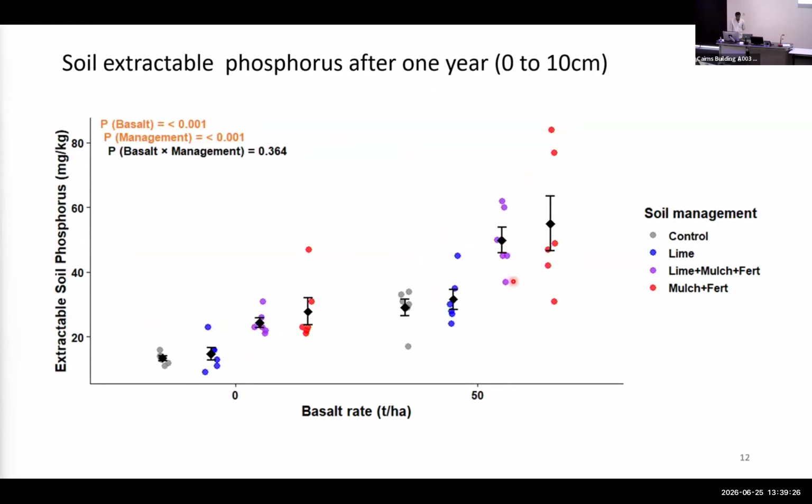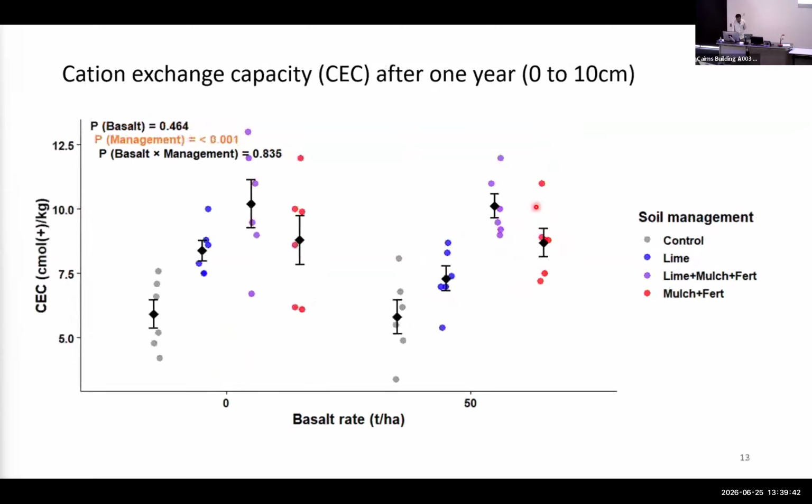Extractable phosphorus also increased with basalt and with application of lime plus mulch plus fertilizer. But there was no interaction effect here. Cation exchange capacity increased with soil management, but no basalt effect here or interaction.